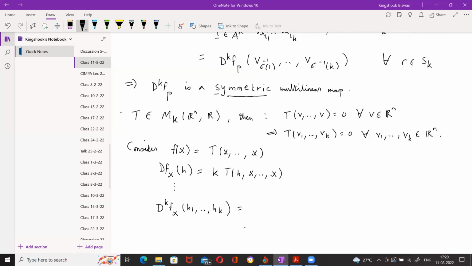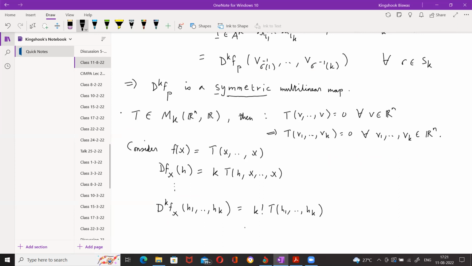Yes, k factorial times T itself of h1 to hk, because all the coordinates will be filled here. That's it. Okay, so this proves it. So if T is 0 along the diagonal, then f is 0, and so its kth derivative is also 0. Therefore, T is 0. Is this clear?